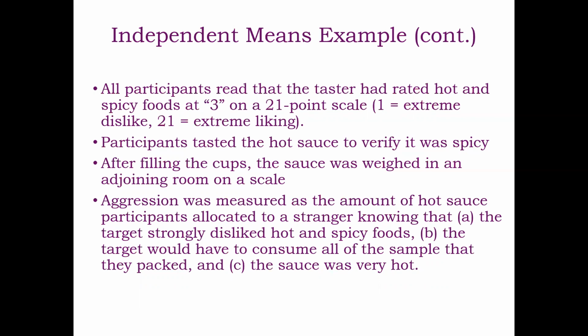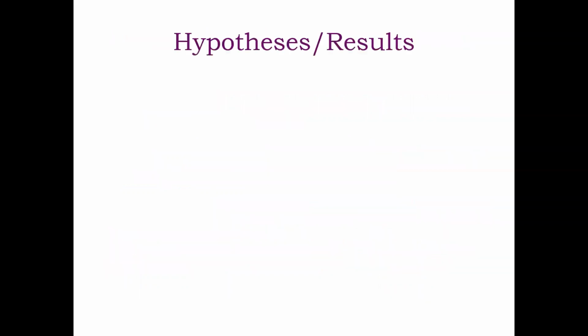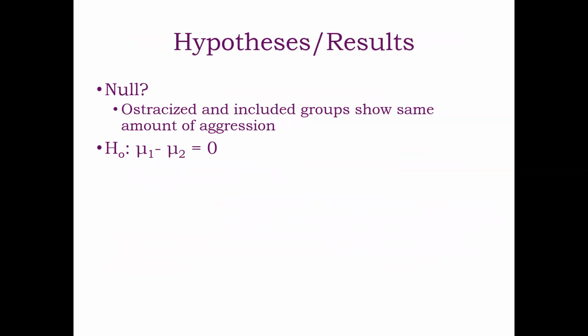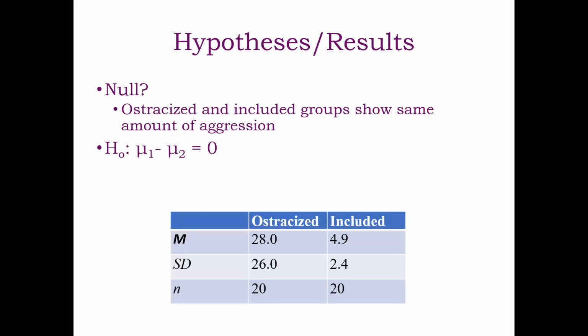So aggression was operationalized as the amount of hot sauce allocated to a stranger when they knew that the stranger did not like hot and spicy food, and that he or she would have to consume all of the sample, and that it was really hot. So let's think about this. The null hypothesis is that it doesn't matter, right? That it doesn't matter if you're ostracized, you're not going to be any more aggressive. So the mean hot sauce allocated by group 1 minus group 2 would be 0. No difference in hot sauce.